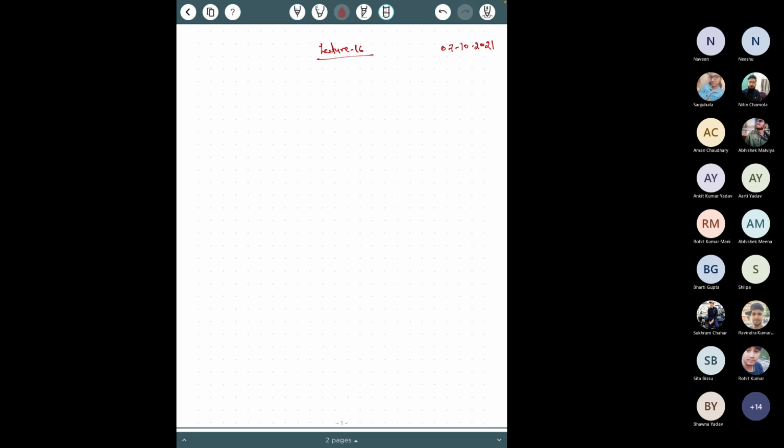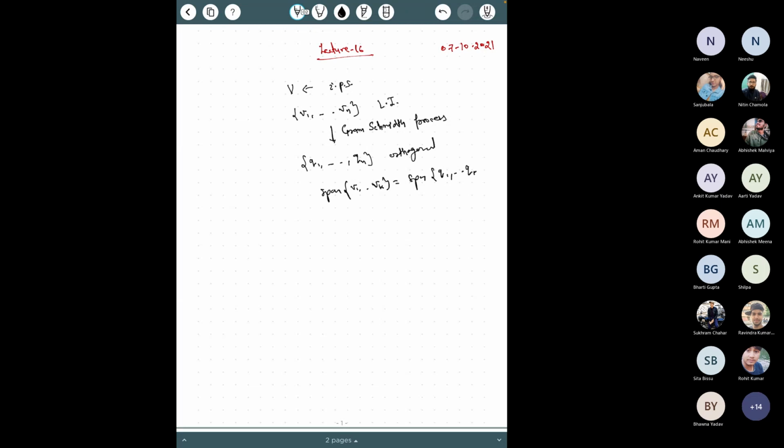So we are in an inner product space, and we are given a linearly independent set of vectors in V. Then, by using the Gram-Schmidt orthogonalization process, we can generate vectors Q1 to Qn such that these are orthogonal, and span of V1 to Vk is equal to span of Q1 to Qk for all k, 1 less than or equal to k less than or equal to n. This is what we saw, and we proved this also.